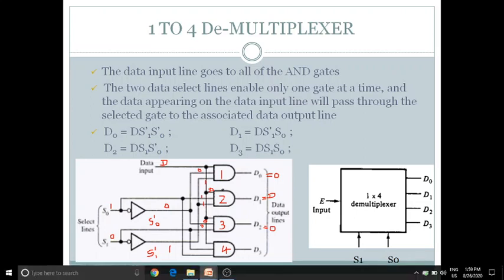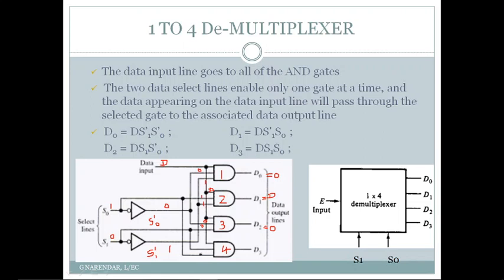Similarly, for the fourth AND gate, one of the inputs is S0, which is equal to 1, and the second input is S1, which is equal to 0. So as one of the inputs is 0, D3 is also equal to 0. So except for the second AND gate, for the remaining AND gates 1, 3, 4, at least one of the inputs is 0, so the outputs are 0.